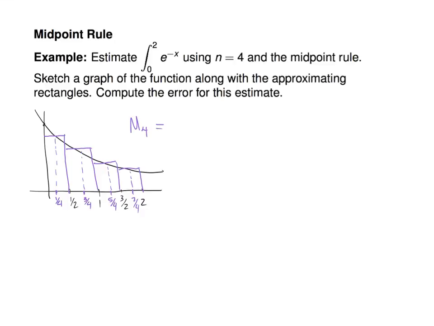Did the widths of the boxes change? No, they're still a half. What's the height of the first box? e to the negative 1/4, yep. Height of the next box? Great, e to the negative 3/4, and then you get the idea, e to the negative 5/4, e to the negative 7/4. And that's approximately 0.856.